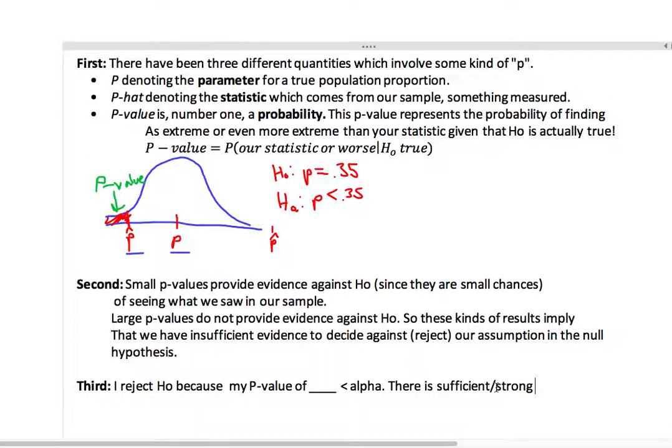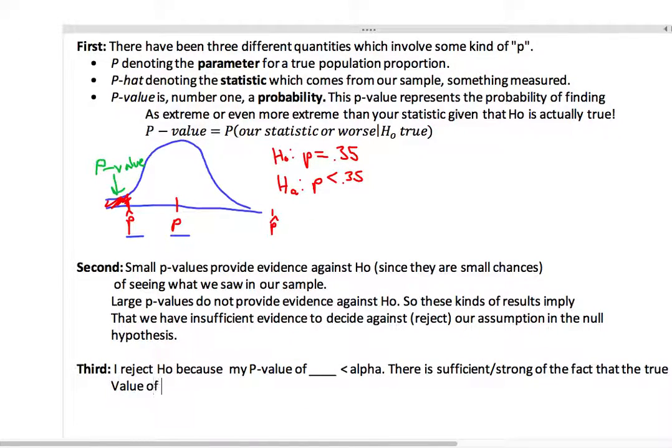But anyway, you should say there's sufficient strong evidence of the fact that the true value of my parameter is other than the null hypothesis suggested. Basically, you need to have a lot more stuff here about context, and that's going to depend on your statement. But this is how you should start it out.